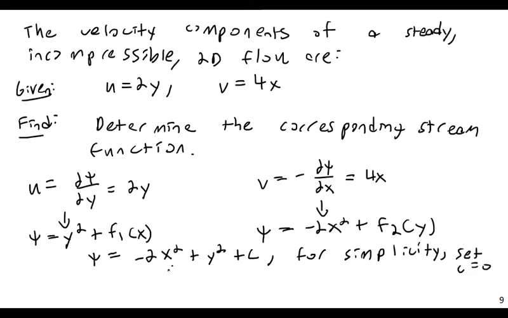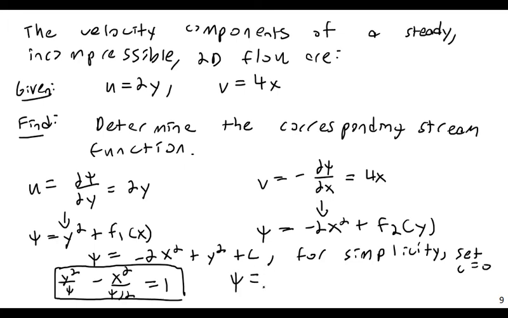So then I would have y squared over psi minus x squared over psi over 2 equals 1, our constants here. Or simply psi is equal to negative 2x squared plus y squared. Psi equals negative 2x squared plus y squared. And now I have collapsed this into one general relationship here.